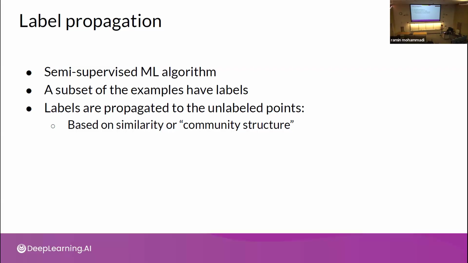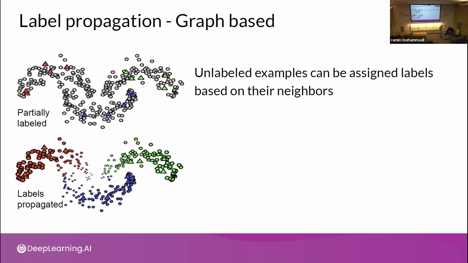So in label propagation, we have some ideas similar to that. We use the concept of similarity or community structure to label new data points. Now imagine on top, that's the data that you have, and the green, blue, and red are the only ones that you have labeled. The rest of it is unlabeled. When you work with the label propagation technique, which is a graph-based idea, you start from where the red points are, and the points that are closest to them, you start labeling as red.